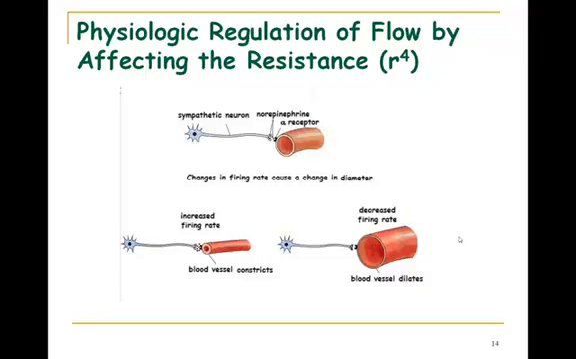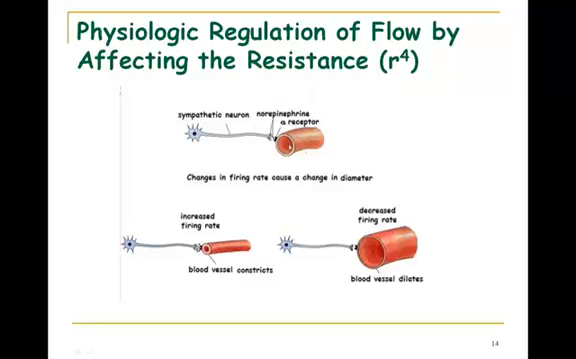If I just need to increase flow, say, to my leg muscles while I'm running, I don't want to have to increase my blood pressure sky high just to get more blood flow to those leg muscles. I'm going to locally control the vessels in those leg muscles. I don't want to increase pressure all across the board. So physiologically, we regulate flow by affecting resistance, and we do it by changing the radius.